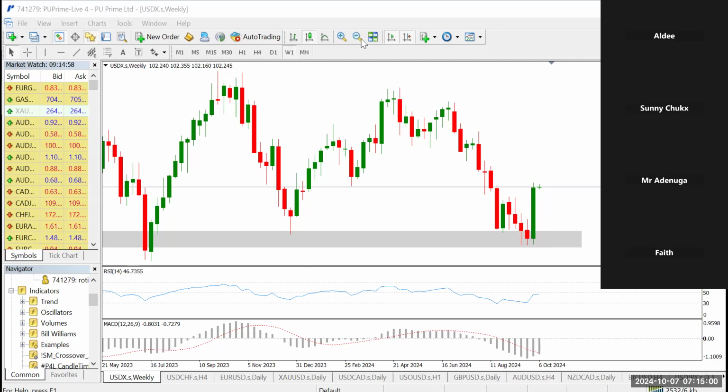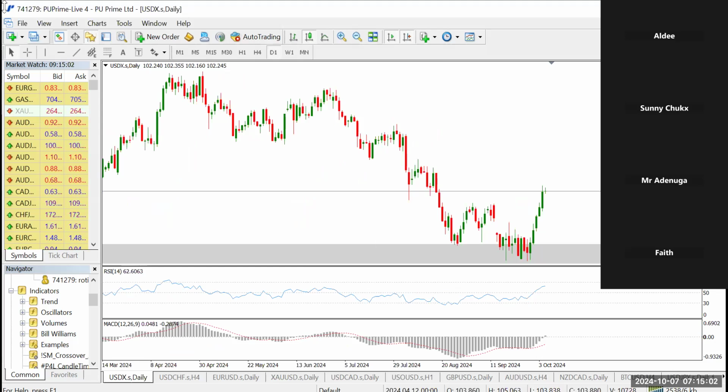And finally, we have the daily time frame. On the daily time frame, we can clearly see that price has broken out above a resistance level over there.